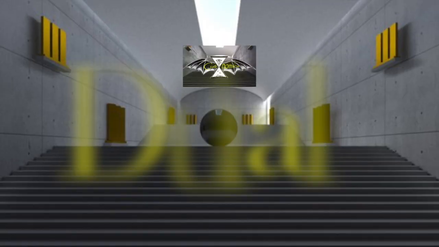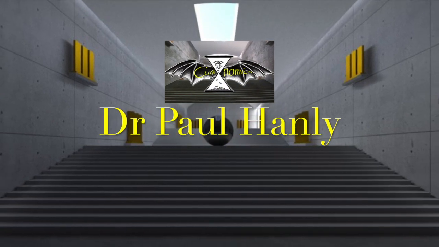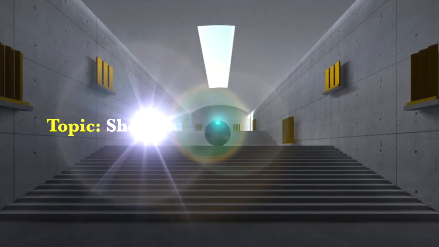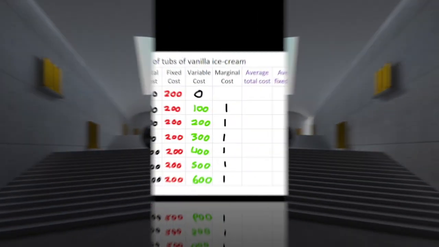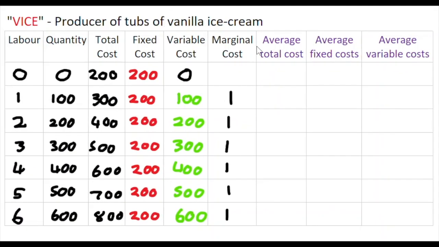My name is Paul Hanley, and today I'm going to be chatting to you about the maths of short-run average cost. Okay guys, in this video we're going to calculate the average total cost, average fixed costs and average variable costs for a firm called Vice that is producing tubs of vanilla ice cream.